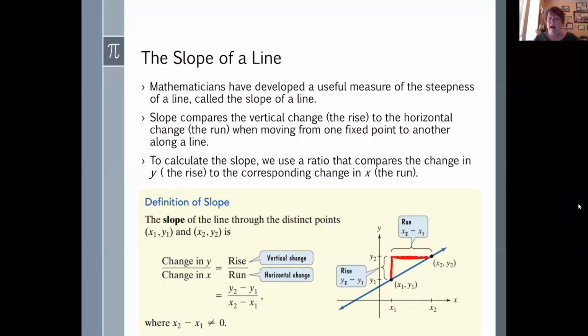Now we can't have x sub 1 and x sub 2 being the same value. If x sub 2 equals x sub 1, then the denominator of this equation is 0, and dividing by 0 is undefined.